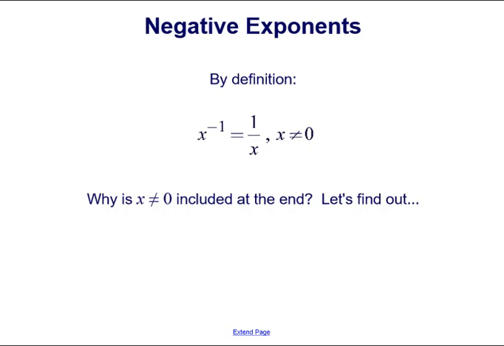So here it is as a formal definition. We have x to the negative 1 is equal to 1 over x, where x cannot equal 0. So again, any base raised to a negative exponent is going to move to the denominator, or vice versa. If it was in the denominator, it would move to the numerator. But why is that x cannot be equal to 0 included at the end? Why can't we have a base of 0? Let's find out.